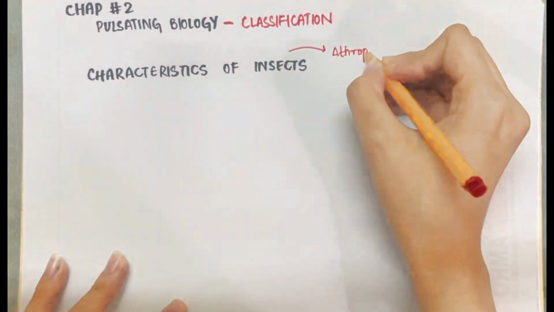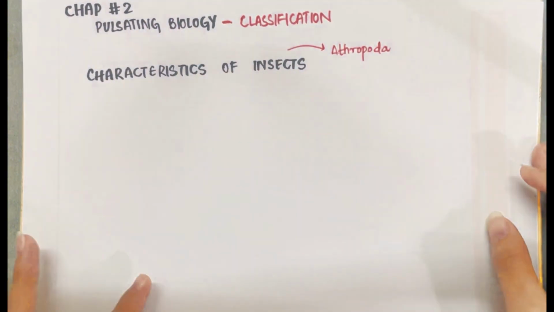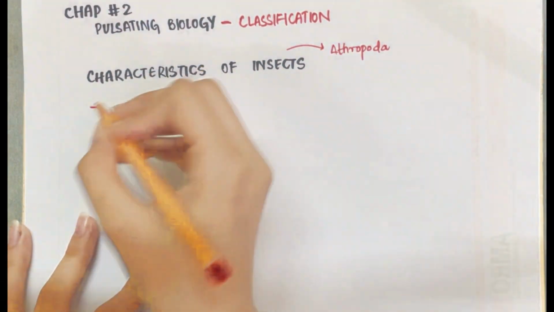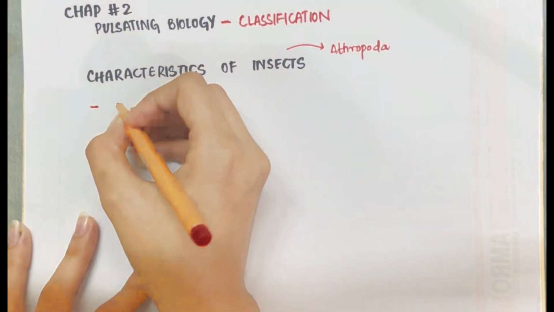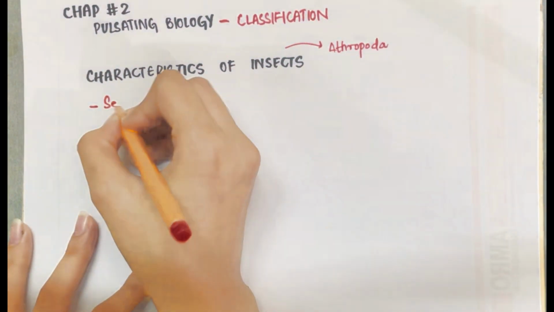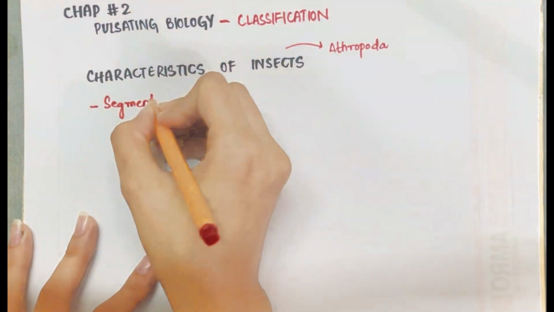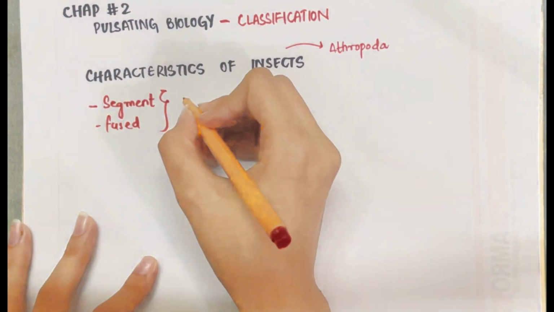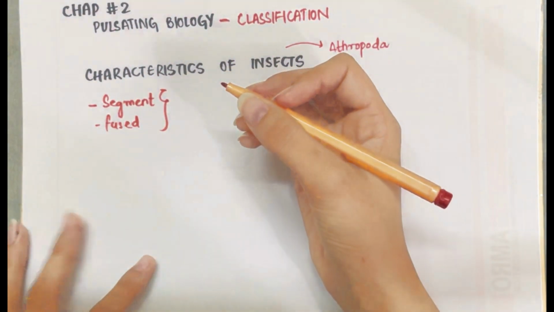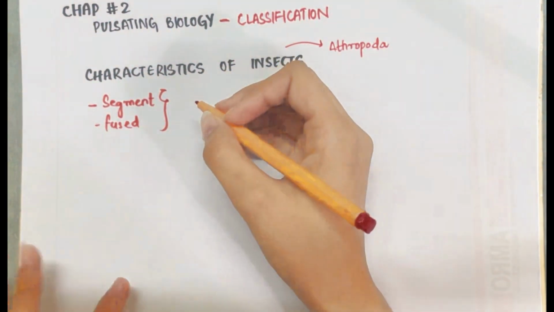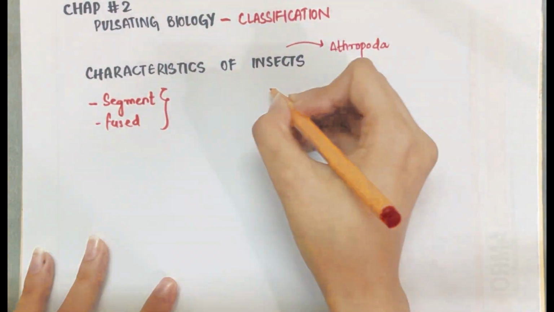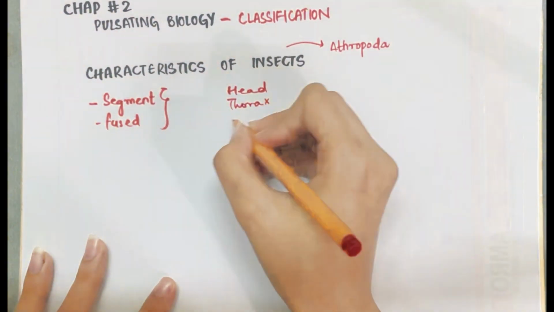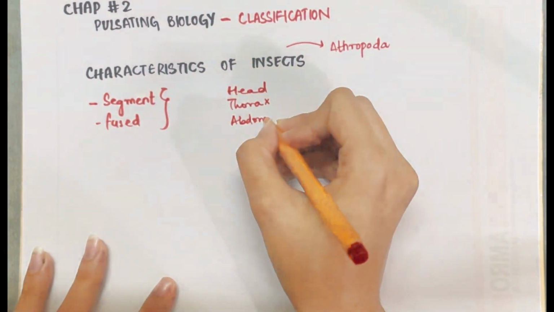Well, the basic characteristics of the insects have been asked in your O-levels biology syllabus, so we will be covering a few major characteristics. Let's say the first characteristic is the segments and that they are fused. So the insect body has fused segments together, and this is said to be a segmented body that is divided into sections. It has three parts: the head, the thorax, and the abdomen. We will be covering each of them in detail.